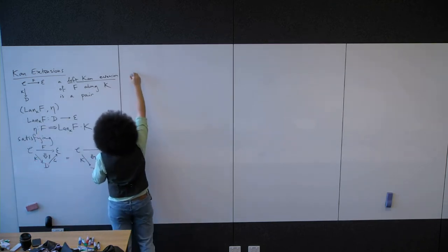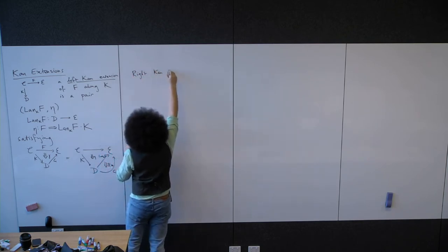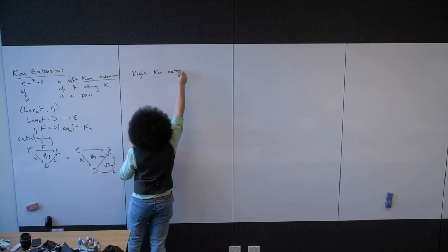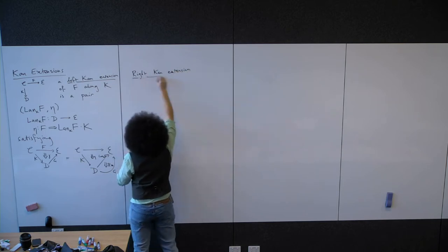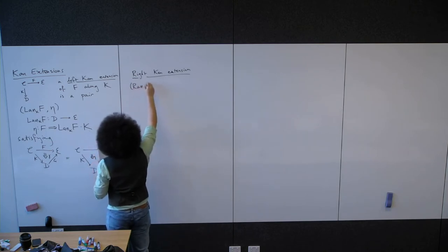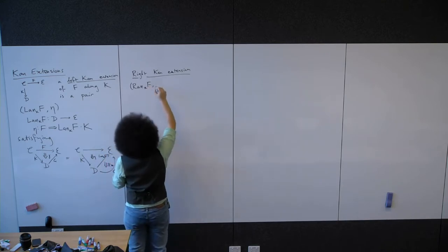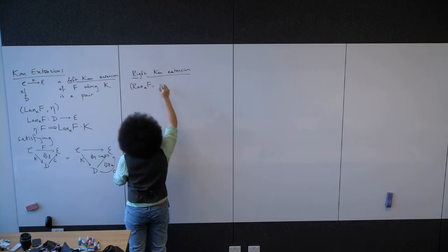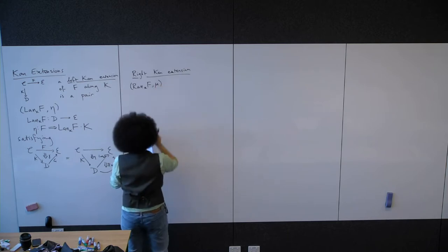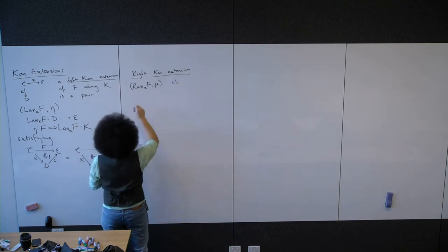All right. So similarly, we can ask for the right Kan extension. So that's going to be a pair, the right Kan extension of F along K. It's also going to come equipped with a natural transformation, let's say mu, such that, all right, and now everything is in the other direction.